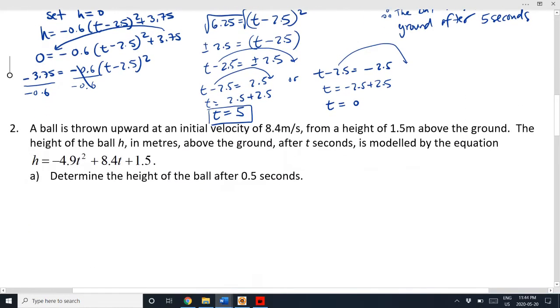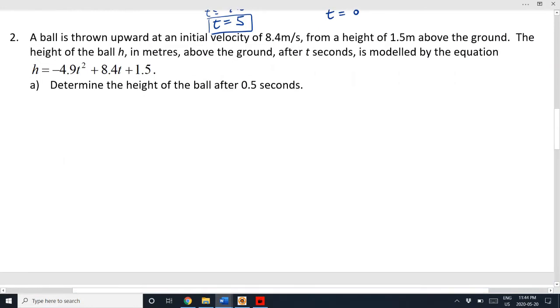So let's try our next example. A ball is thrown upward at an initial velocity of 8.5 meters per second from a height of 1.5 meters above the ground. The height of the ball h in meters above the ground after t seconds is modeled by the equation h is equal to negative 4.9 t squared plus 8.4 t plus 1.5.